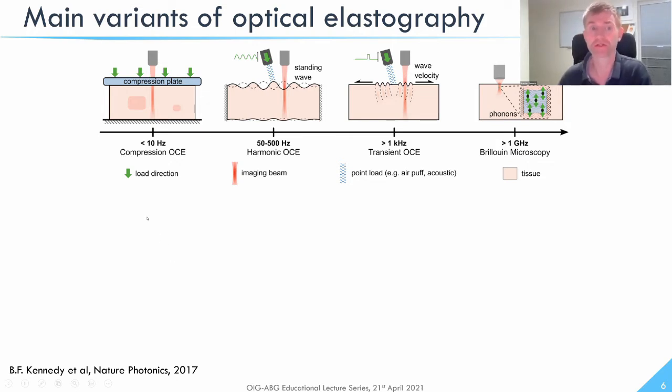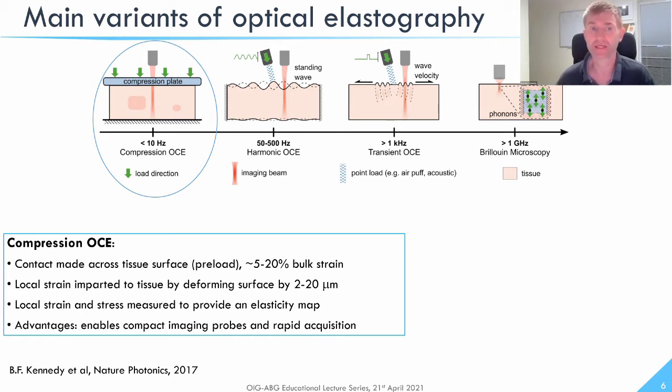We decided to use compression OCE, which is probably the most simple technique to implement from a mechanical point of view. We make an initial contact, which we call a bulk strain or preload, to the tissue of about 5 to 20% strain. Really, the only requirement there is we make full contact with the tissue. We then use a PZT actuator to induce what we call a local or perturbation strain, and that's on the scale of 2 to 20 micrometers, so more on the scale of what we can detect with the phase-sensitive approach. We then can map through this deformation the local strain and the local stress, and relating them together in a simple Young's modulus formulation allows us to extract the elasticity.